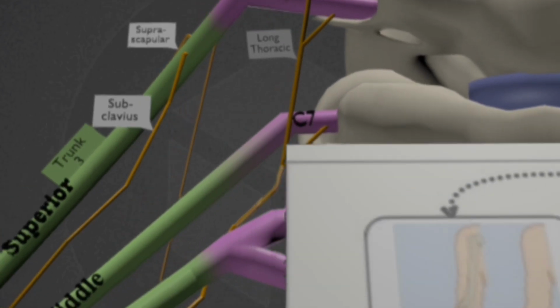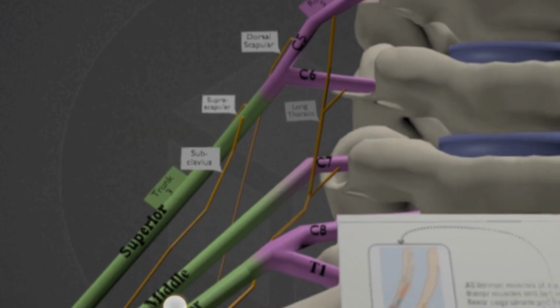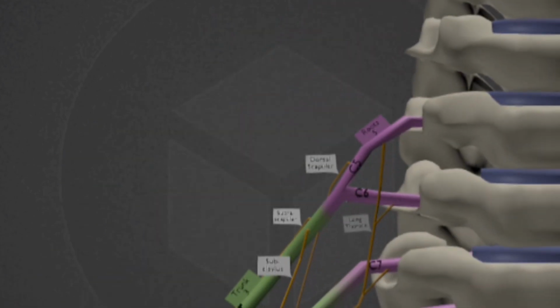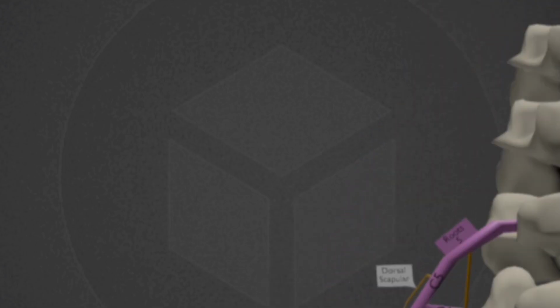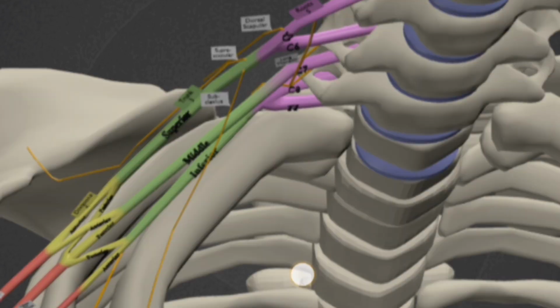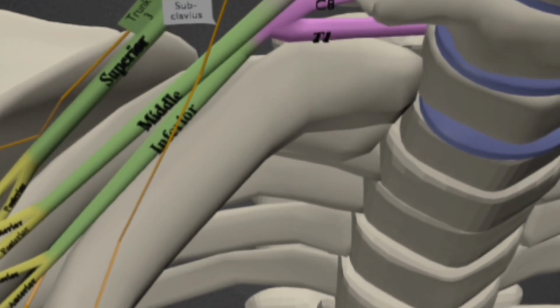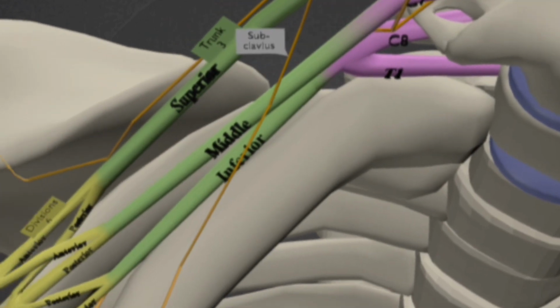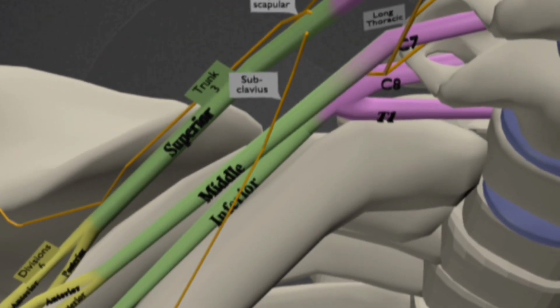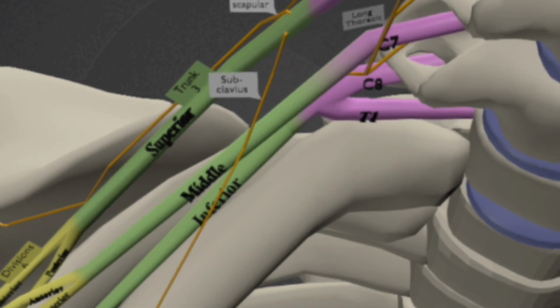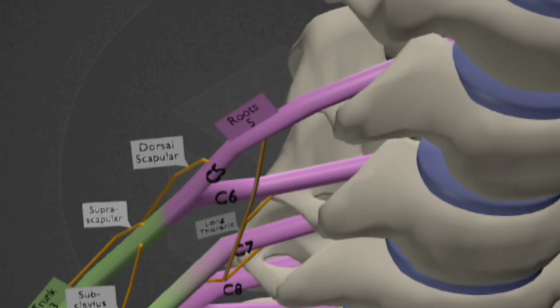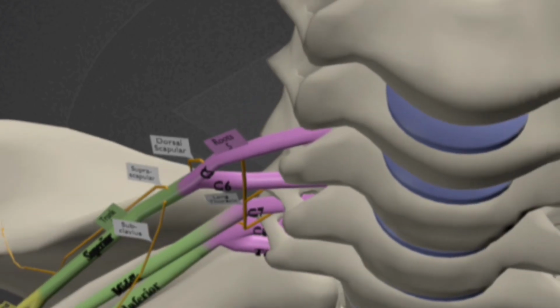These roots combine to form trunks, as you can see here. So moving on to trunks, they are superior, middle and inferior, also called upper trunk, middle trunk and lower trunk. As you already know, roots combine to form trunks.